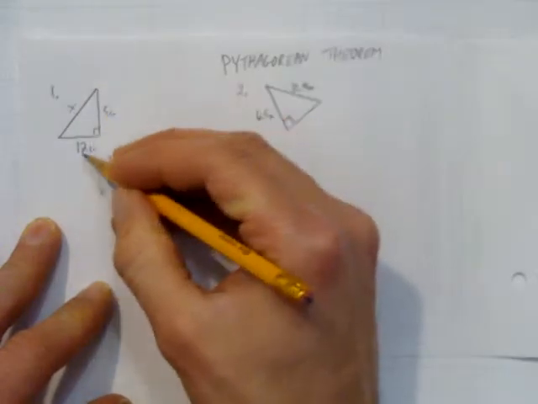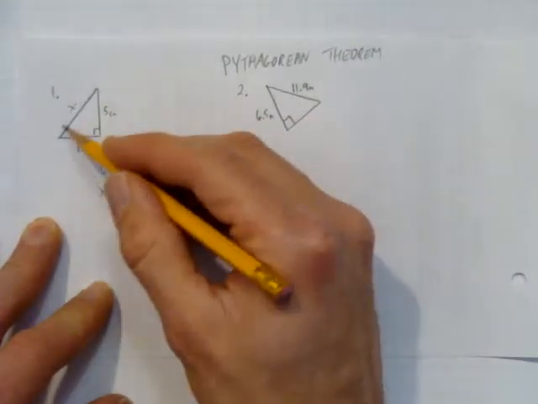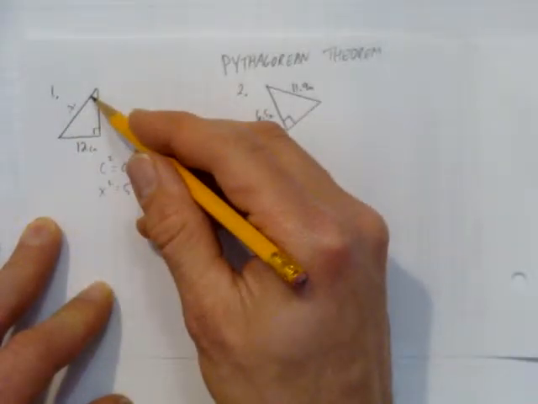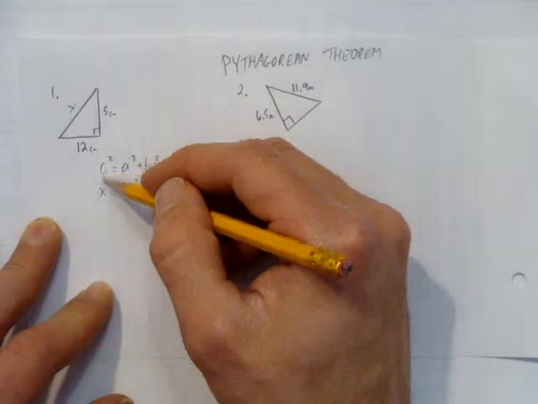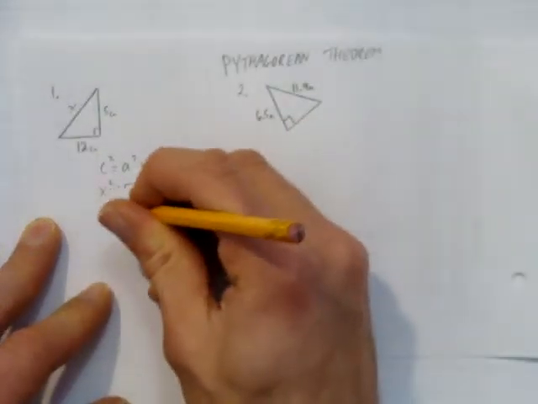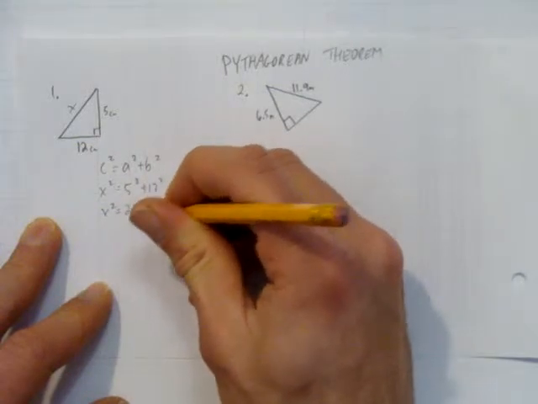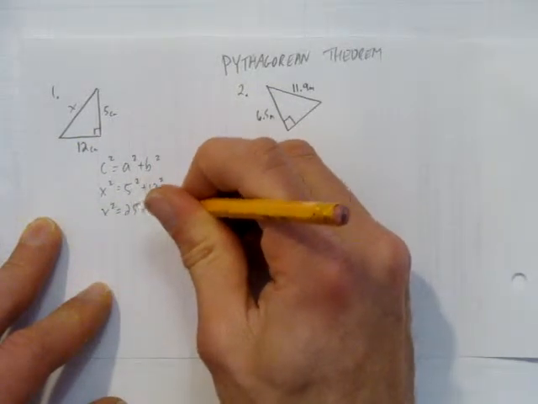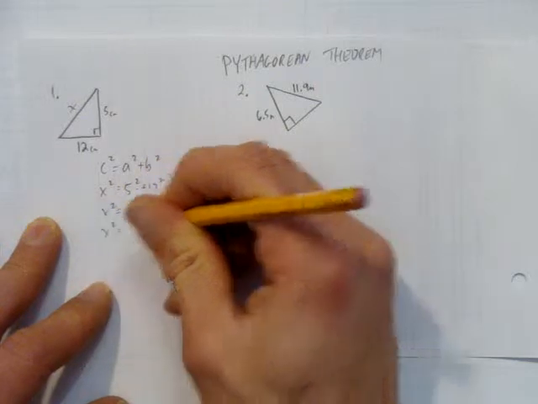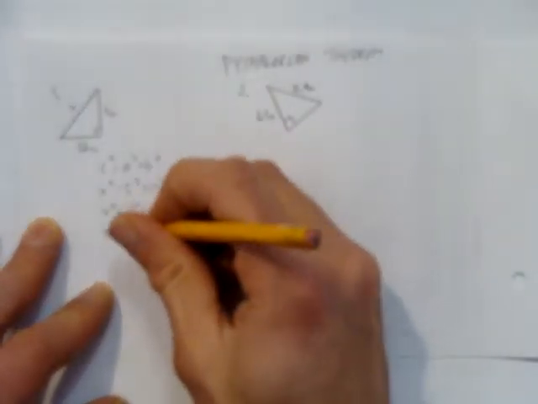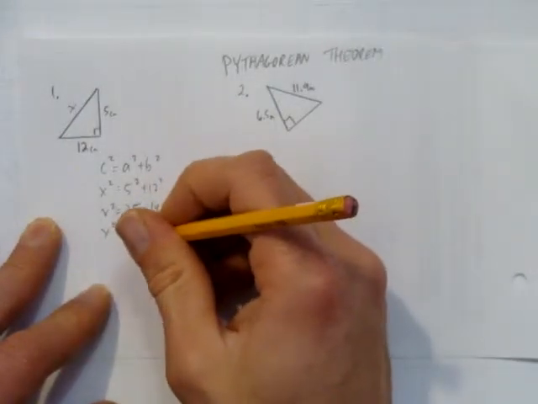It doesn't matter where you put the 5 and the 12, as long as the c, the long side, the hypotenuse, matches up correctly, which in this case was x. So we get x squared equals 25, that's 5 squared, and 12 squared is 144. When you add those together, 25 plus 144 gives you 169.